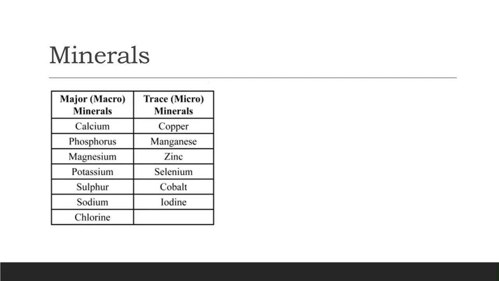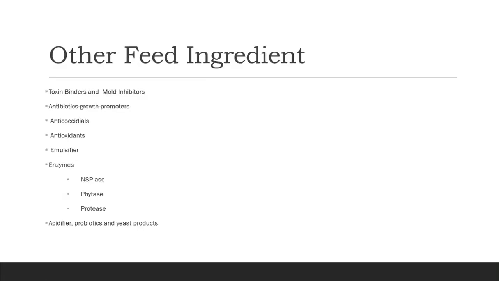You have to consider these minerals also in your feed properly. And other feed ingredients which are not nutritionally significant, but still you have to use them in the feed, like toxin binders and mold inhibitors. And there are antibiotic growth promoters. I have crossed this antibiotic growth promoter because it's not allowed in Nepal, but in some parts of the world it is still being used. In Nepal it is banned, so you are not allowed to use antibiotic growth promoters. And then there come the anticoccidials and antioxidants, emulsifiers, enzymes.